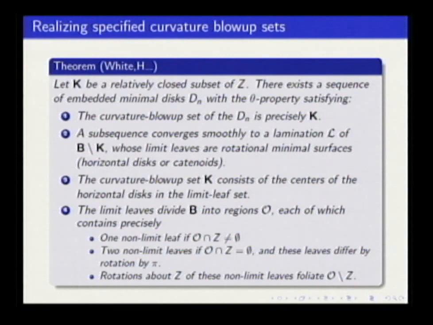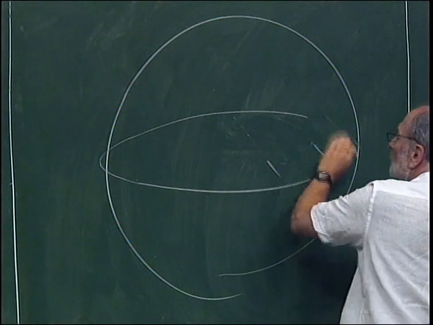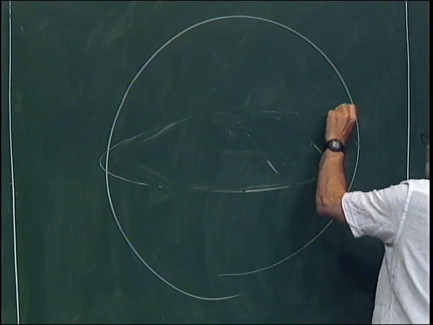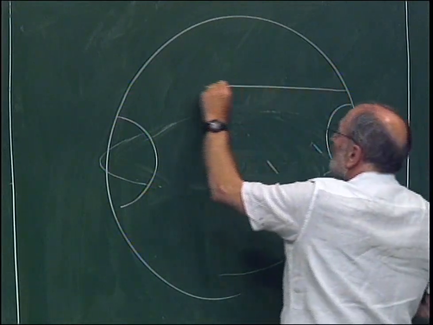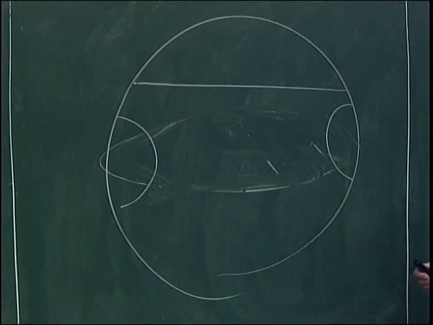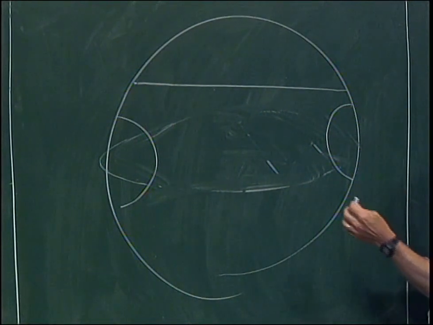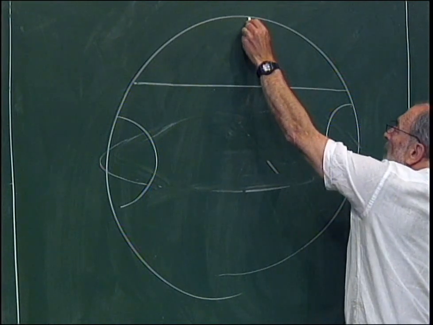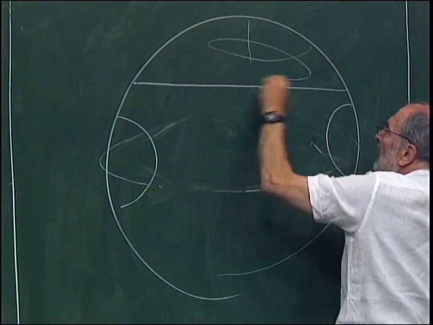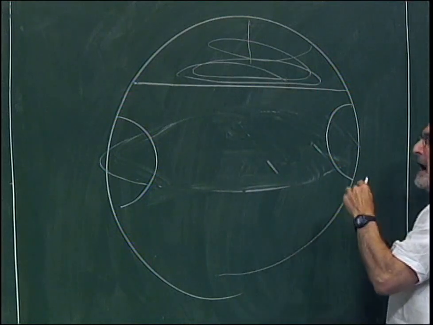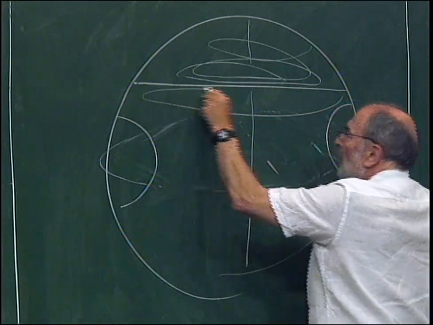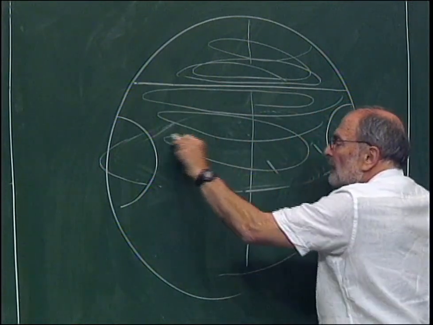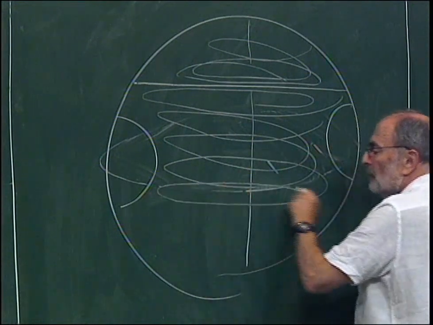So here's a ball. Say I get this catenoid and this disk here. So these will be limit leaves. I'll get one leaf up here. It always contains the axis that spins down to this plane. I'll get another leaf that also contains the axis, so it's rotationally symmetric, that spins up to the plane and spins out to these catenoids.